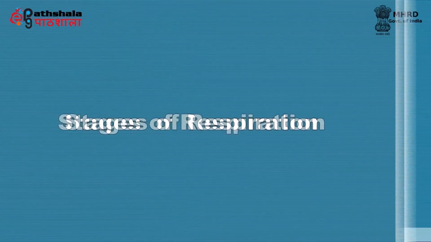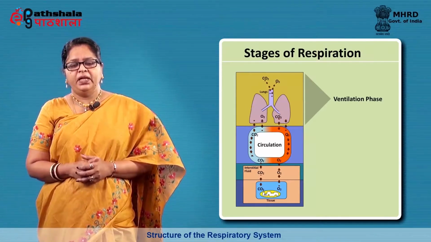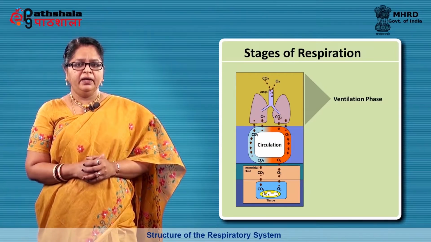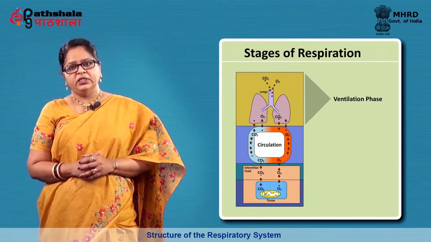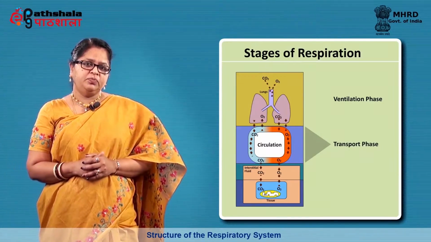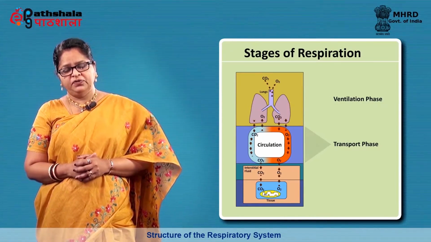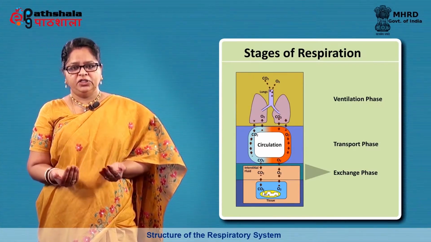You can see here a simplified diagram of the four phases of respiration. In phase 1 or ventilation phase, there is pulmonary ventilation or gaseous exchange between atmospheric air and pulmonary capillary blood. In the second phase or transport phase, oxygen is transported from the lungs to the tissues. In the third phase or exchange phase, there is actual gaseous exchange between systemic blood and tissues.